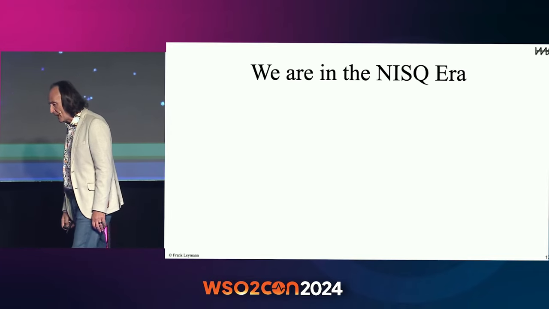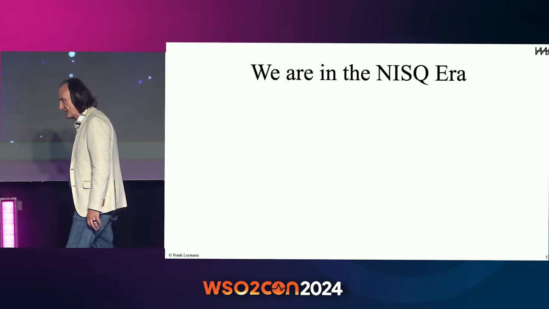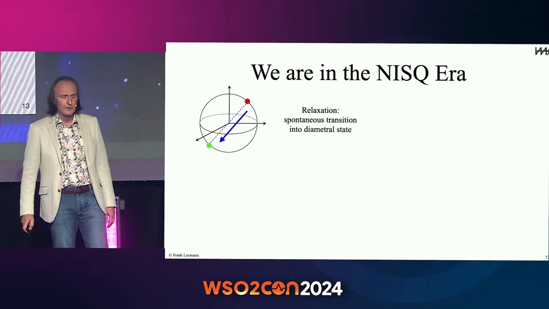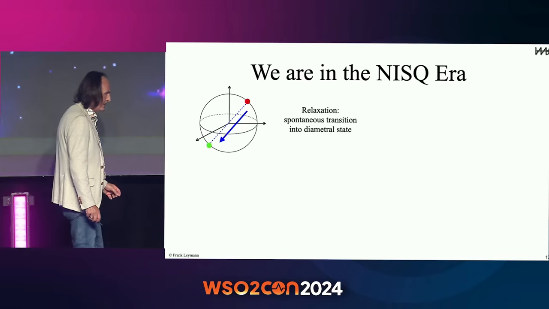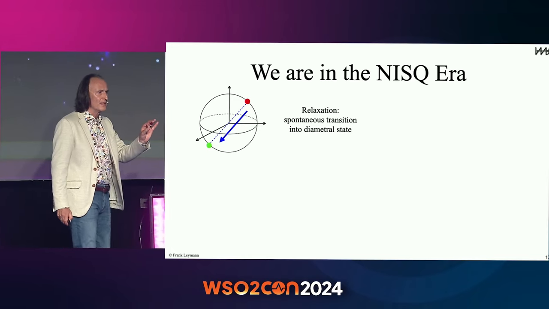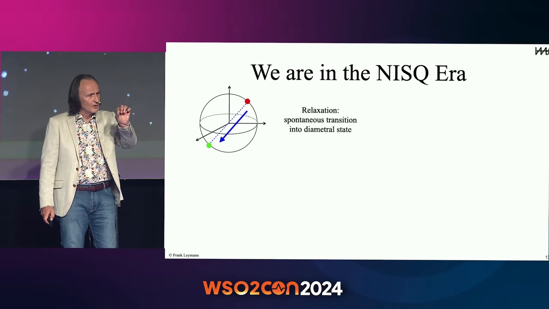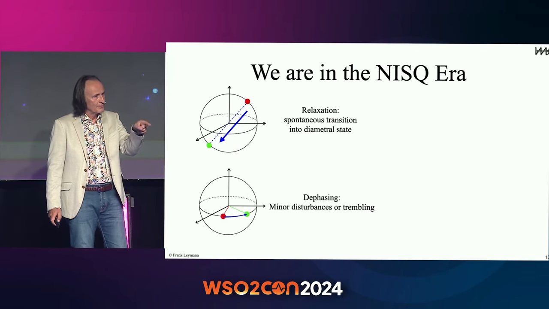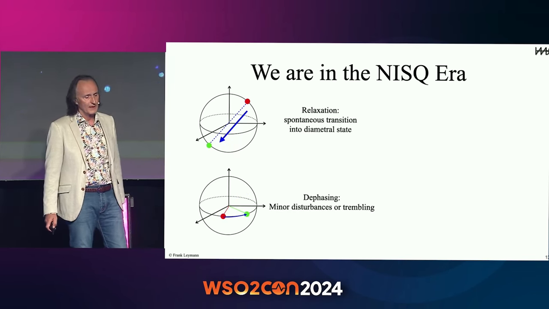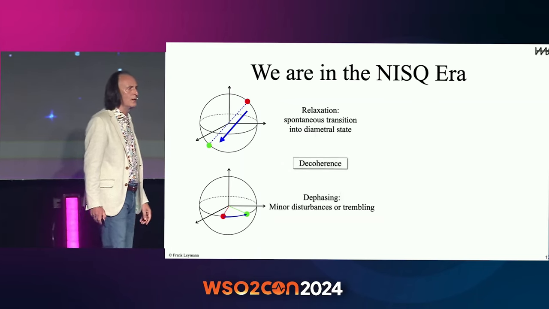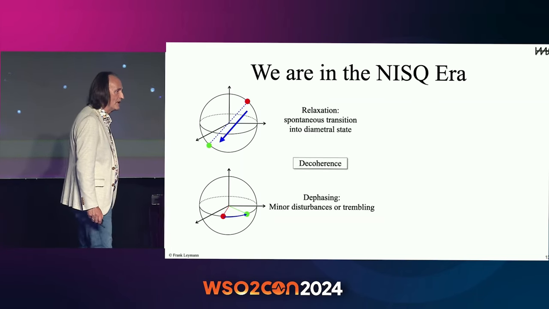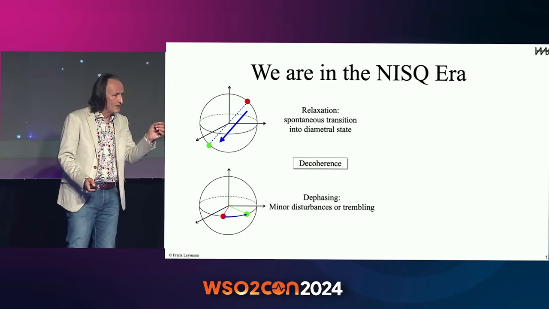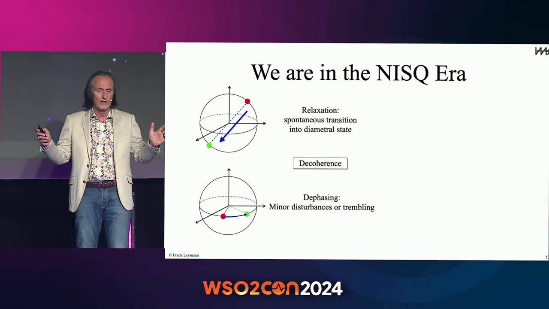Today we are in the so-called NISQ era. NISQ comes from the following fact. A qubit is very sensitive. A qubit may spontaneously decay from one position to its diametral position, or it may shake a little bit around its current position on this Bloch sphere. Together, it's called decoherence. And today's machines decohere. After a couple of milliseconds, the state basically collapses. So you must be fast with your algorithms.